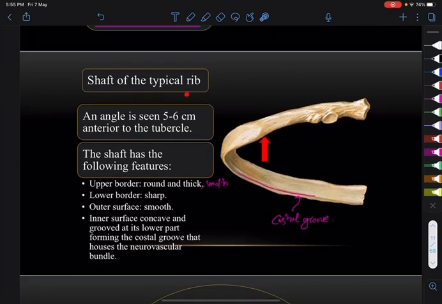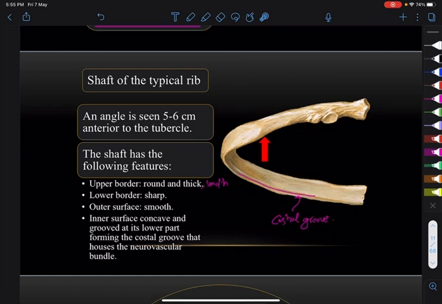Shaft of the typical rib. There's an angle seen 5 to 6 centimeters anterior to the tubercle. From the tubercle you go 5 centimeters and reach the angle here. Here there is the angle, the point where the rib changes from posterior to going anterior.